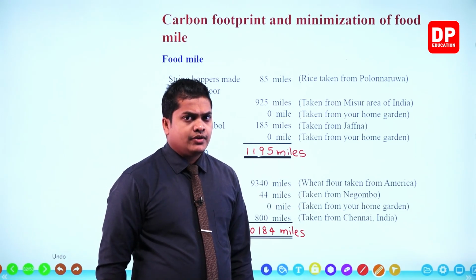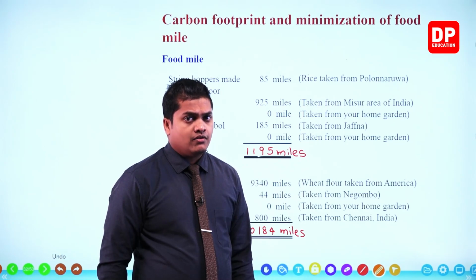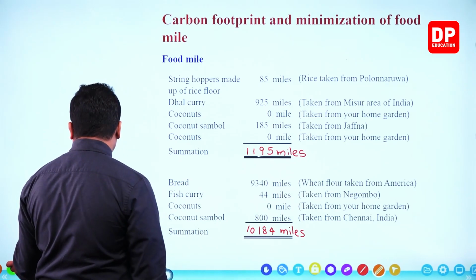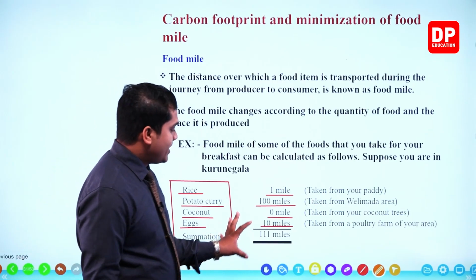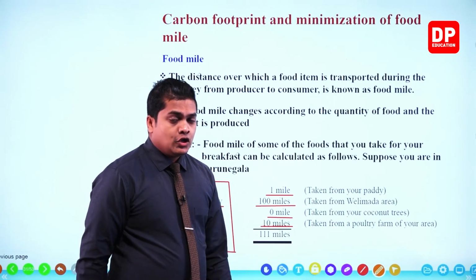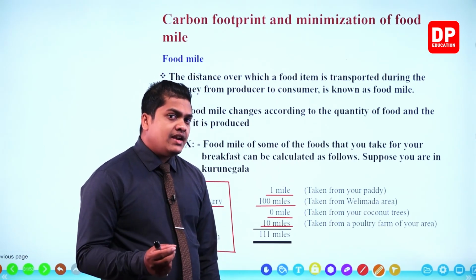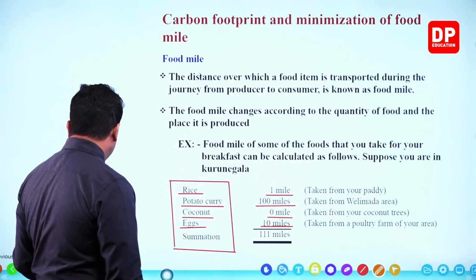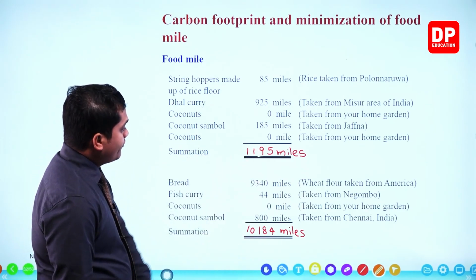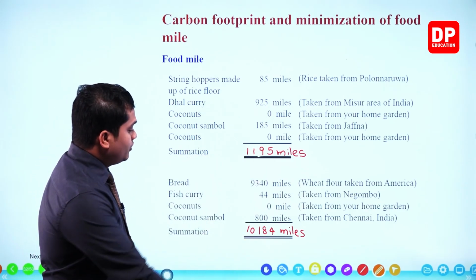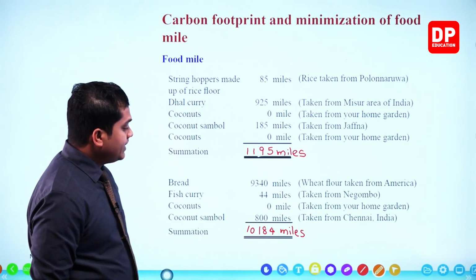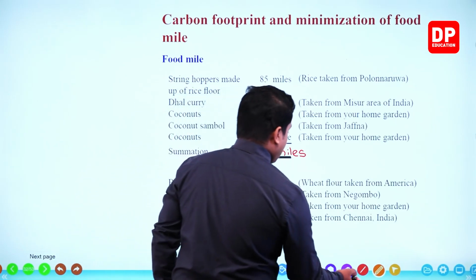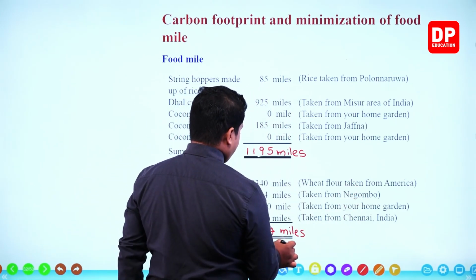Now, by doing these calculations, my dear children, what idea can you obtain? What kind of idea can you take from these food miles? Let's go through the previous ones once again. For the first example it is 111 miles. Then for the second one, around 1,195 miles. Then for the third one, 10,184 miles.